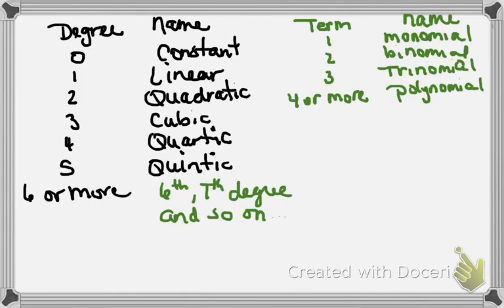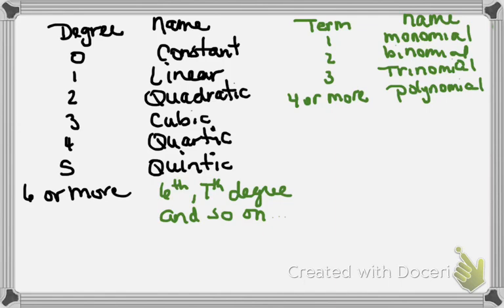All right, this is a fun one. This is the one where we're classifying them. So we're classifying polynomials. So if the degree is 0, it's called a constant. That means it's just a number. If the degree is 1, it's a linear. That means it's going to make a straight line. 2 is a quadratic. That means it makes a parabola or U-shape. 3 is cubic. 4 is quartic. And 5 is quintic. Anything that's higher, we say it's the 6th degree or the 7th degree or 8th degree or 10th degree.